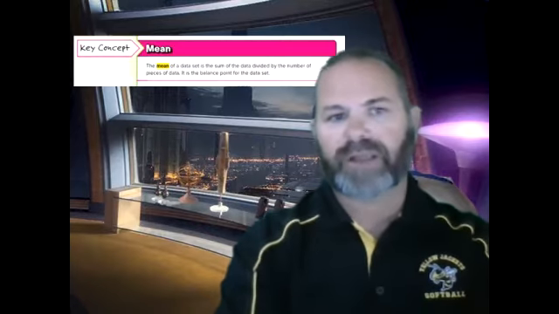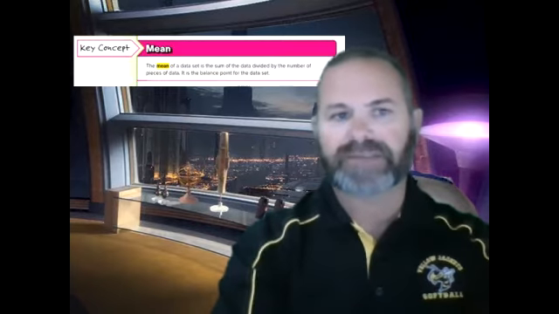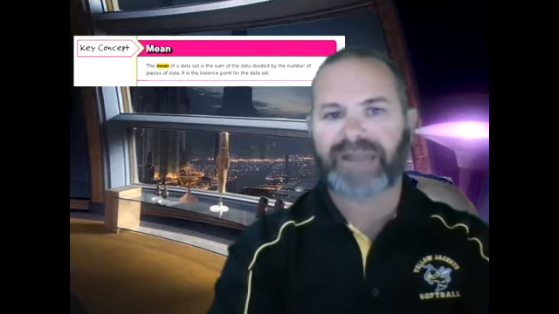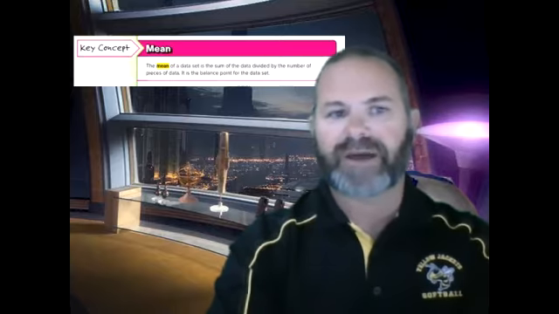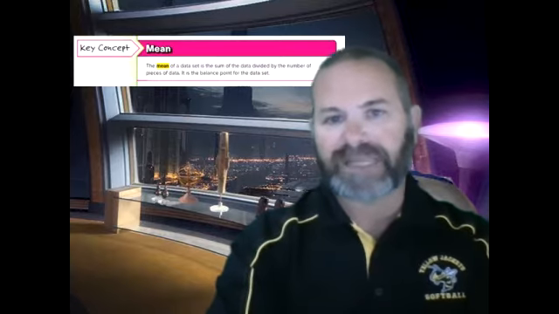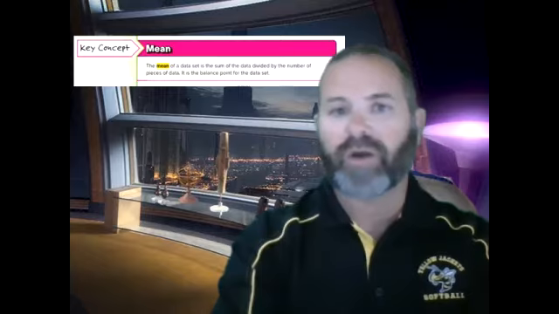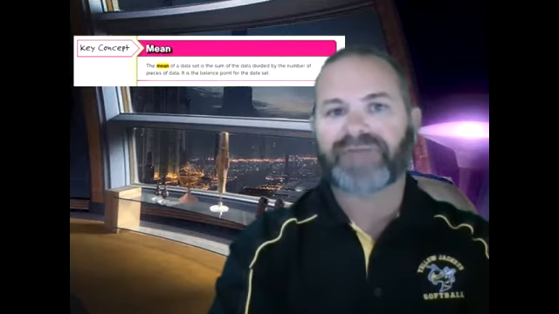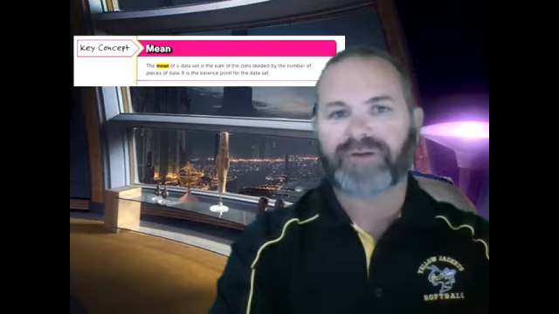Let's start off by looking at what mean is. The mean of a data set is the sum of the data divided by the number of pieces of data. It's the balance point of the data set. So to find the mean of a data set, you take all of the data values, add them together, and then divide by the total number of values there are.